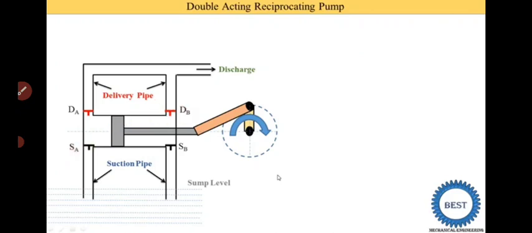And then the next stroke is known as the reverse stroke. First I explain what happens in a single acting pump. The water is not continuously supplied. That is a disadvantage of single acting reciprocating pumps. An intermittent or pulsating flow is obtained. So to avoid this disadvantage of single acting, the double acting pump is used, and by using this double acting reciprocating pump, we are able to get a continuous discharge.